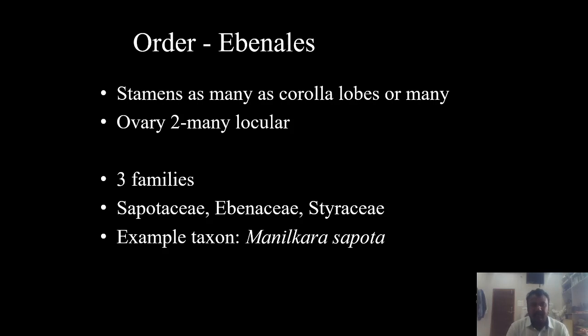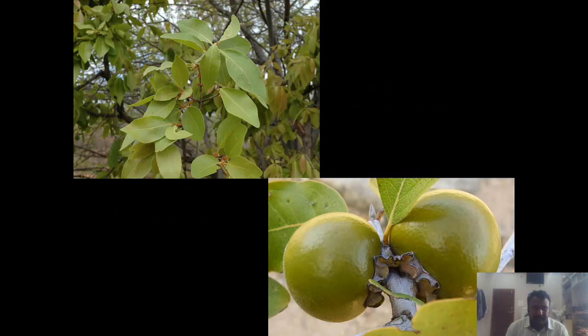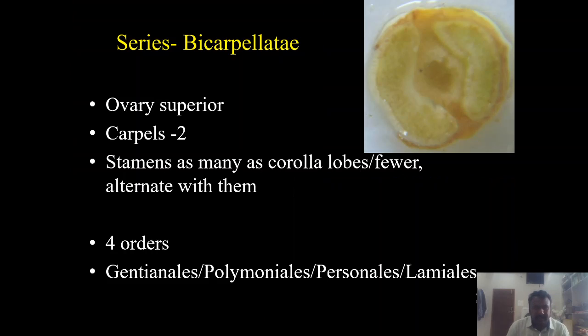Order Ebenales: stamens as many as corolla lobes, ovary 2 to unilocular. 3 families were identified in this order: Sapotaceae, Ebenaceae, and Styraceae. Example, Manilkara sapota. You can see this is Diospyros melanoxylon, which is commonly known as Tuniki or Bediaco. It belongs to the family Ebenaceae.